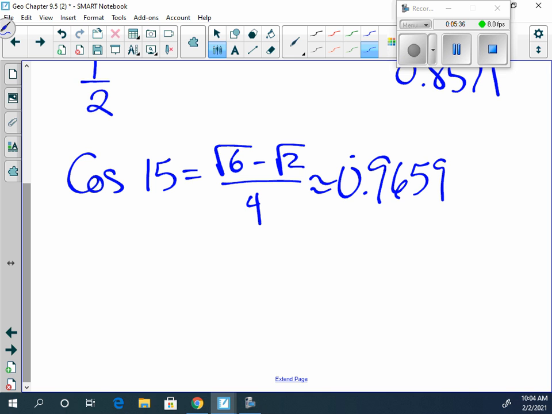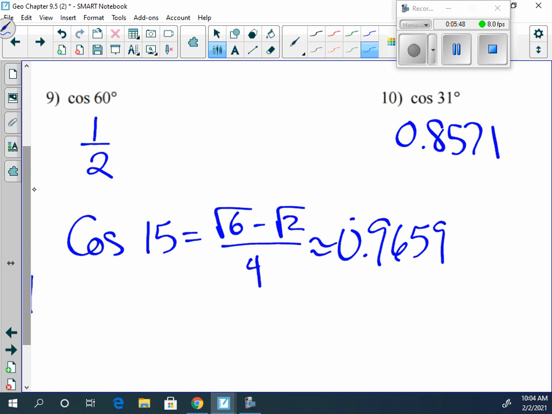If it asks for 4 decimal places, then yes. Questions on this here?